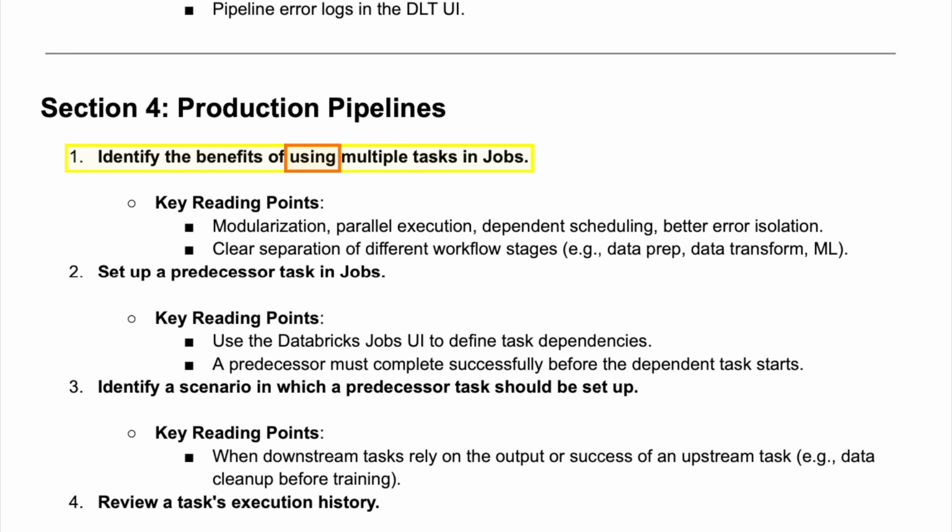Identify the benefits of using multiple tasks in jobs. Key reading points: Modularization, parallel execution, dependent scheduling, better error isolation. Clear separation of different workflow stages, for example, data prep, data transform, ML.